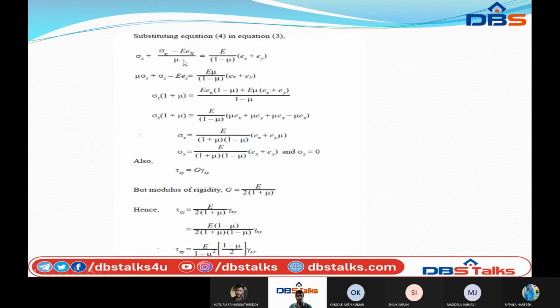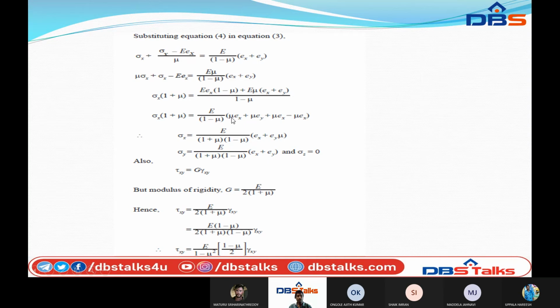After substituting that value, mu into sigma x plus sigma x minus Ex, that will be E mu by 1 minus mu, Ex plus Ey. Then sigma x as common, remaining will be 1 plus mu. That term Ex will be multiplying with 1 minus mu, Ex into 1 minus mu plus E mu into Ex plus Ey divided by 1 minus mu. And similarly, taking E by 1 minus mu as common, and remaining will be multiplied with mu.